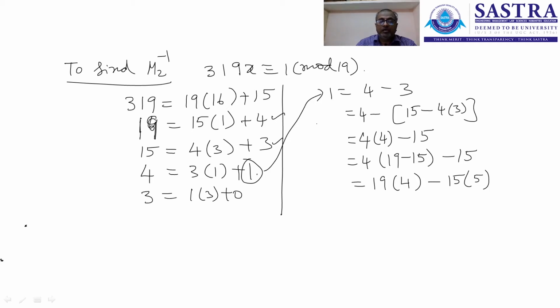Now I have to replace 15 here. So I will have 19 into 4 minus 5 into 15, which can be rewritten as 319 minus 19 into 16. Now when I do this, I'll have 319 into minus 5. So minus into minus would become plus. I will have plus, let me write it down like this.